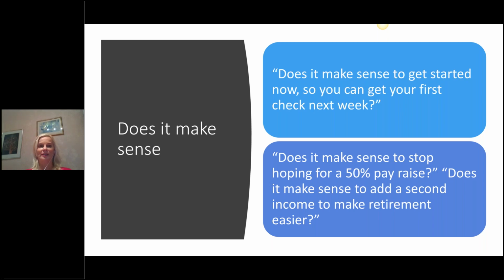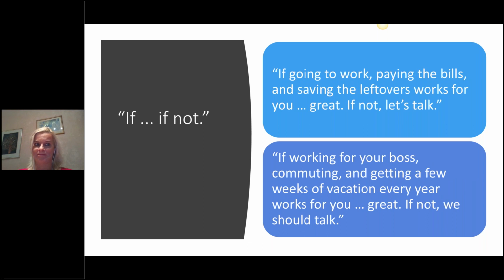Great closing. Does it make sense to get started now so you can get your first check next week? Does it make sense to stop hoping for a 50% pay rise because you're not getting it? Does it make sense to add a second income to make retirement easier?